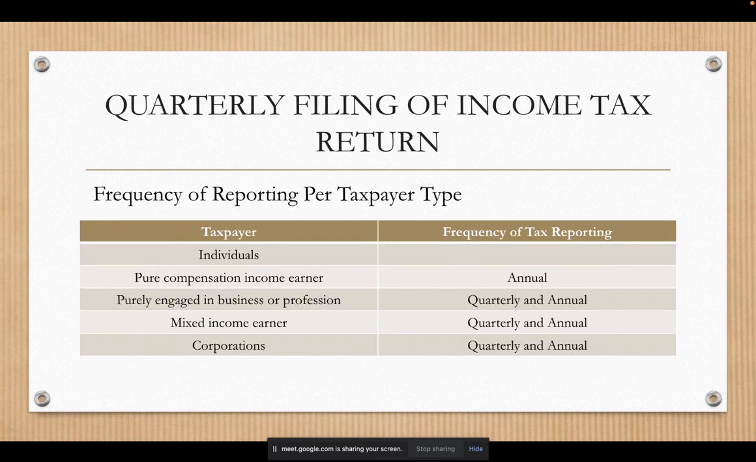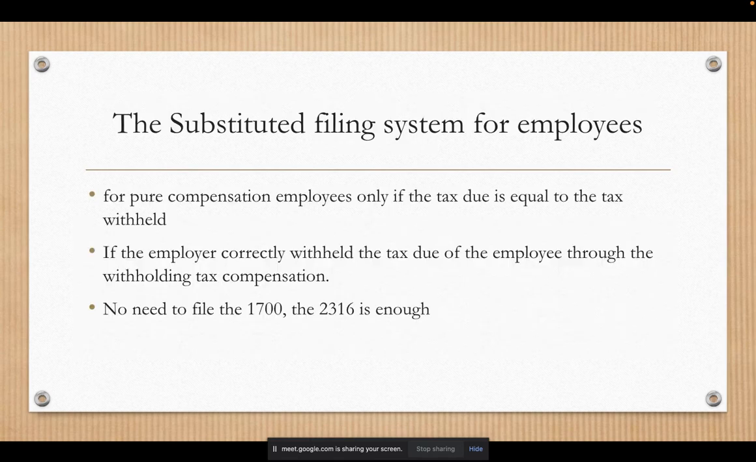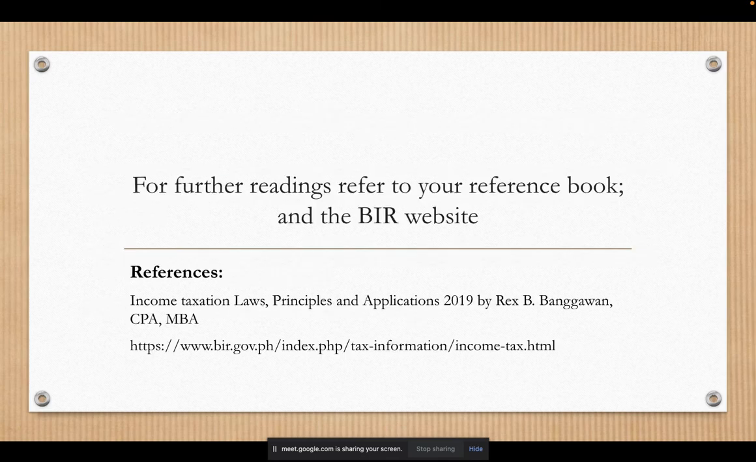And then quarterly filing of income tax return. We have individuals, pure compensation income earner, annual ka lang. Purely engaged in business or profession, quarterly and annual. For mixed income earner, quarterly and annual. Corporations, quarterly and annual. Substituted filing system for employees for pure compensation income of employees. If employer correctly withheld the tax due of the employee through the withholding tax compensation, no need to file 1700. The 2316 is enough, as I've said earlier. Okay? For further readings, refer to the reference book and the BIR website.